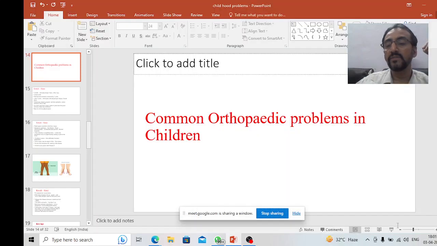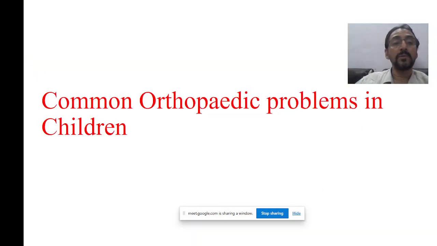We are going to discuss some of the common orthopedic problems in children. Orthopedic problems in children are quite common, and in day-to-day practice we see so many of them. Many times we are not in a position to give any particular advice to the parents because there is some uncertainty.